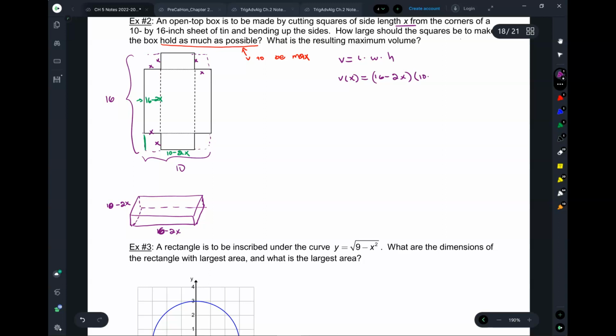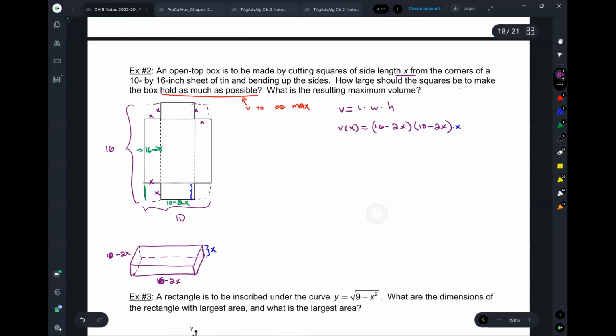The width is 10 minus 2x. And how much is the height? The height is this, which came from the part that we cut out, so it's x. Okay, so that's the volume. That's the expression for the volume. That's what we need to maximize. Before we can take a derivative of this, you have to multiply out all of these.